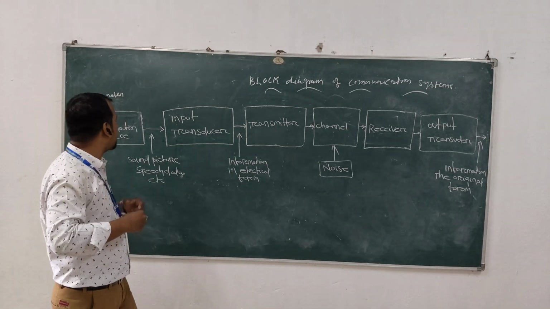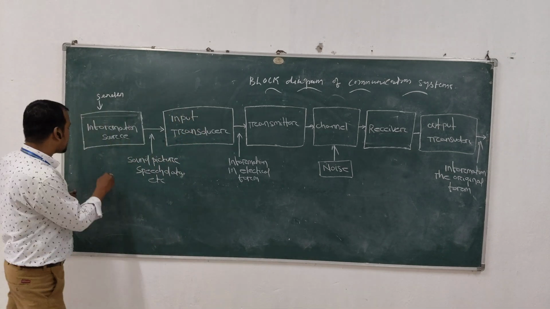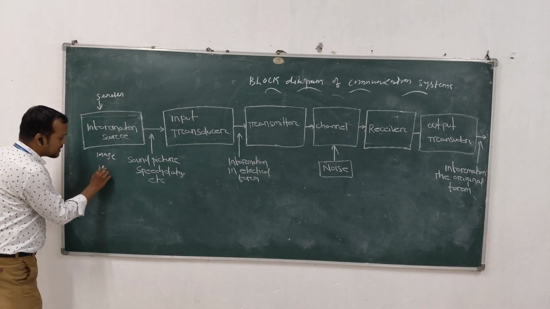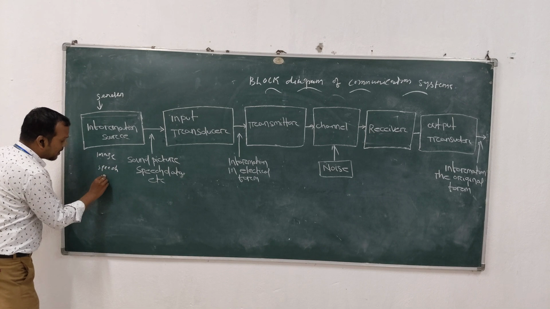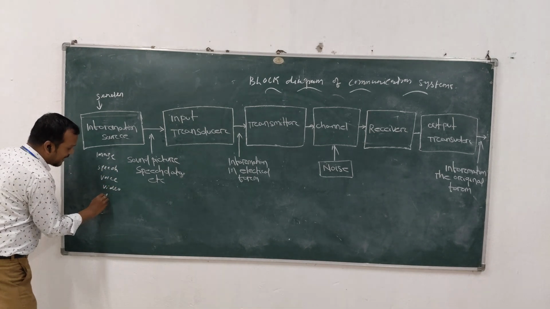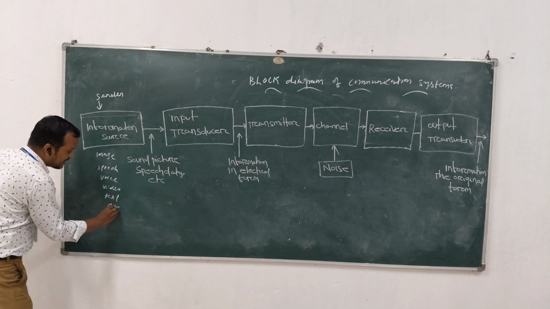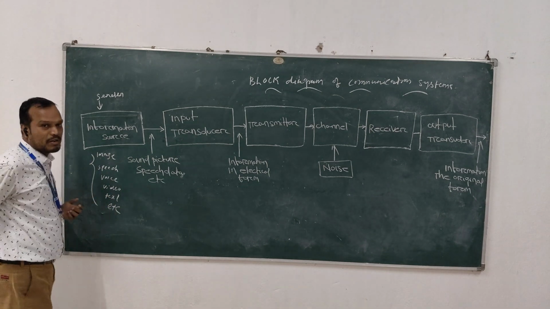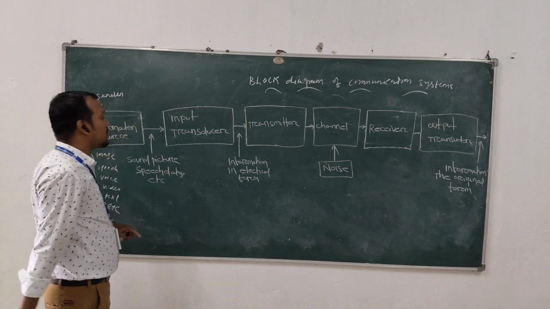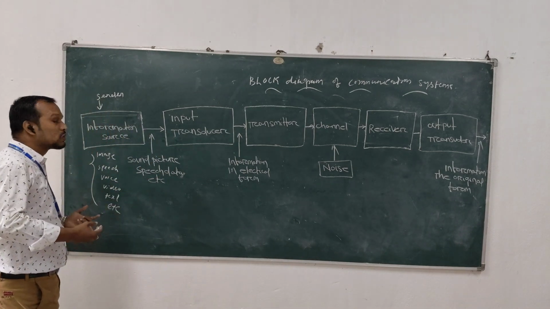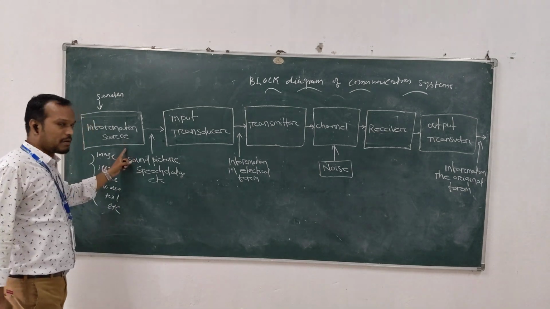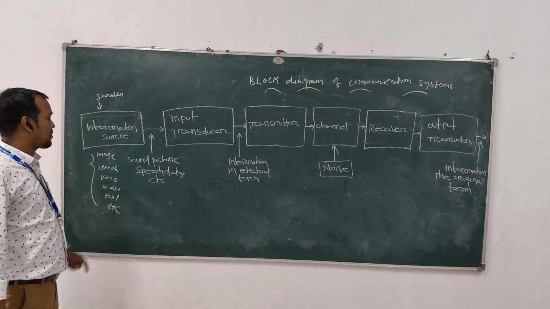So what are the information sources? Information sources are of different types. Information may be an image, speech, voice, video, text, etc. These are the information that have to be transmitted from sender to receiver, which will be generated with the help of the information source, which is the primary step of the communication system.